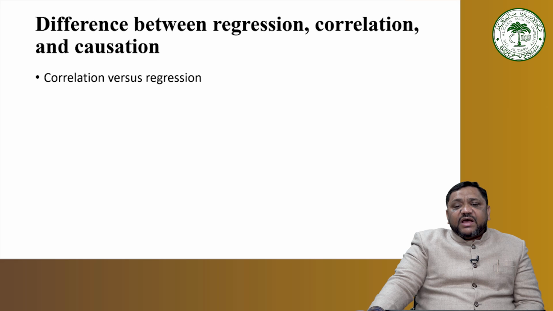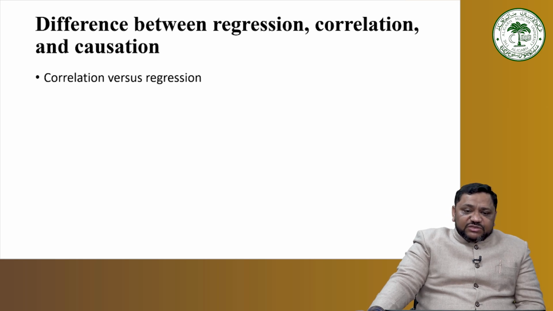But in regression analysis, the status of the variables is asymmetric. It means that in regression analysis, y is the dependent variable and x is the independent variable. So the relation is asymmetric, as one is independent and the other is dependent, whereas in correlation analysis, the variables have the same status.